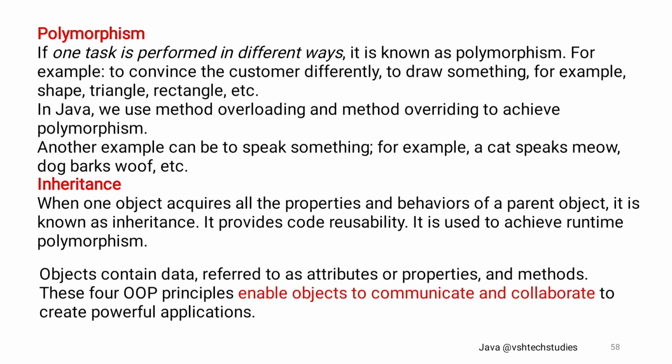Next, polymorphism. If one task is performed in different ways, it is called polymorphism. For example, to convince the customer differently, or to draw something, for example different shapes, say rectangle, triangle, etc. That is what polymorphism is. Drawing a shape is the method, but which shape we are drawing differs. So the drawing shape task is performed in different ways. That is one example of polymorphism.